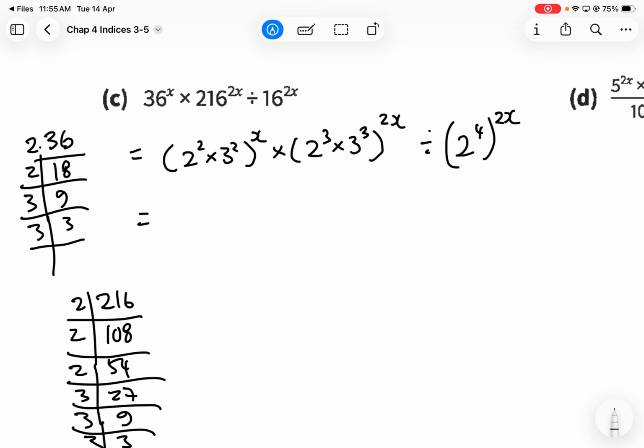So this whole bracket to the power of x, my x must give to 2 square, my x must give to 3 square. So it will become 2 to the power of 2x times 3 to the power of 2x. Then my 2x must give to 2 to the power of 3. So will become 2 to the power of 6x, 3 to the power of 6x. After that, divided by 2 to the power of 8x.